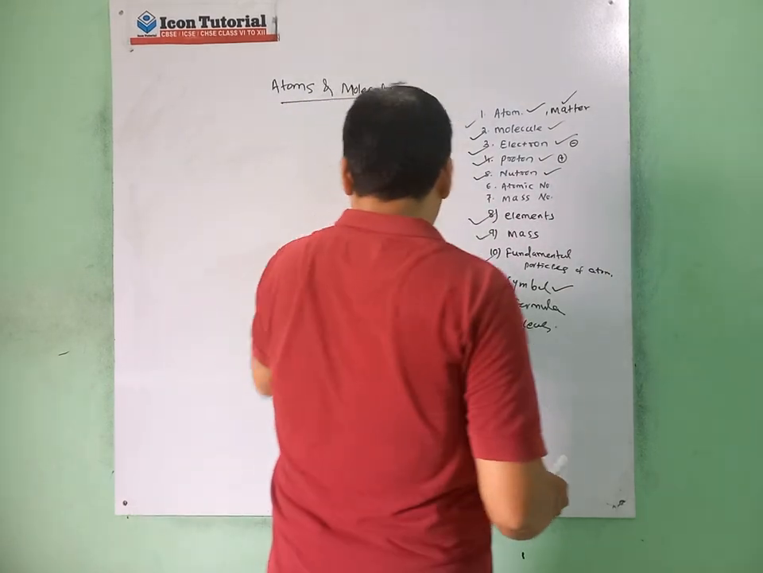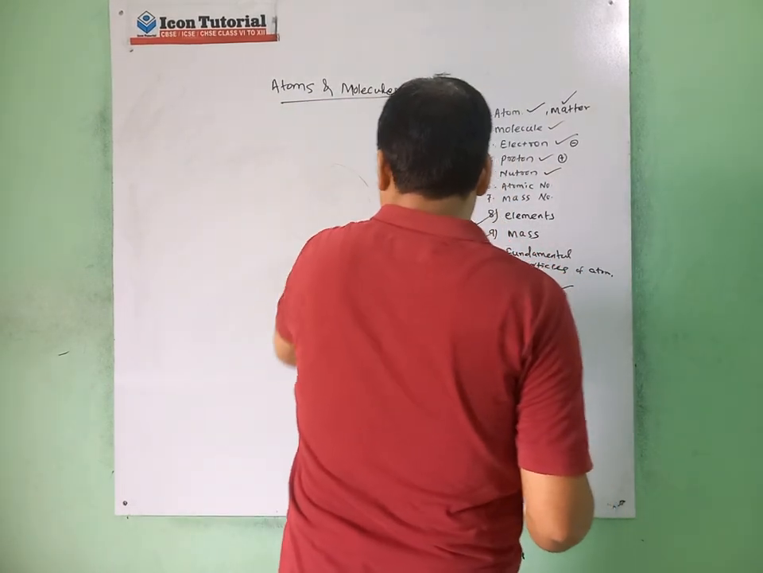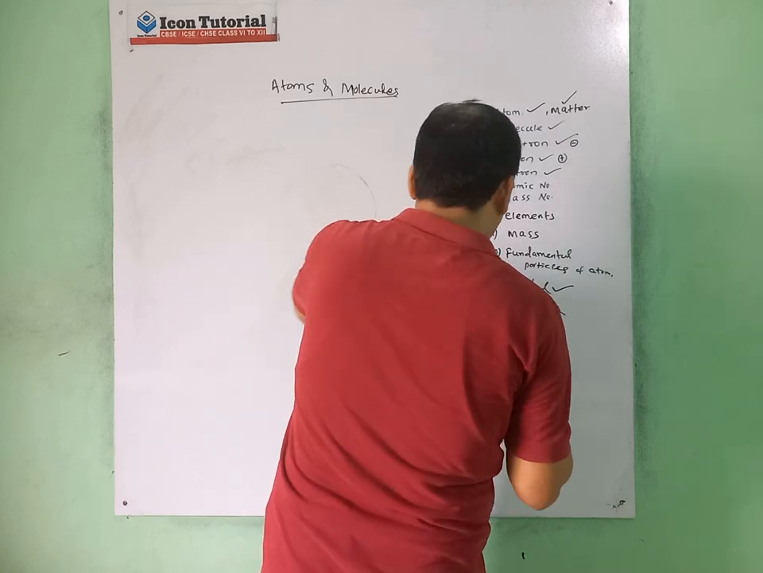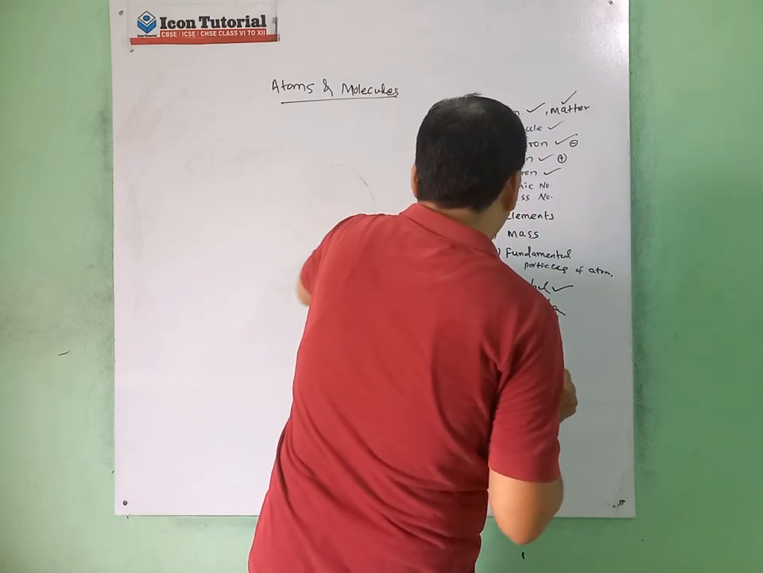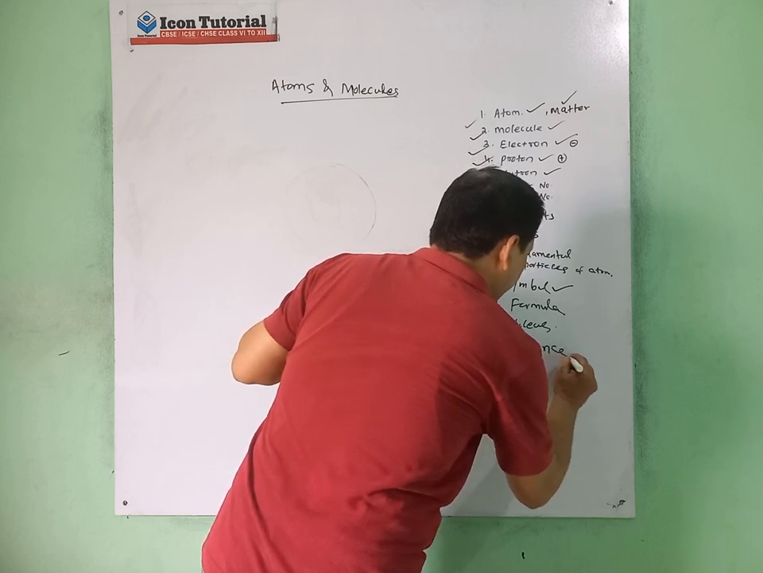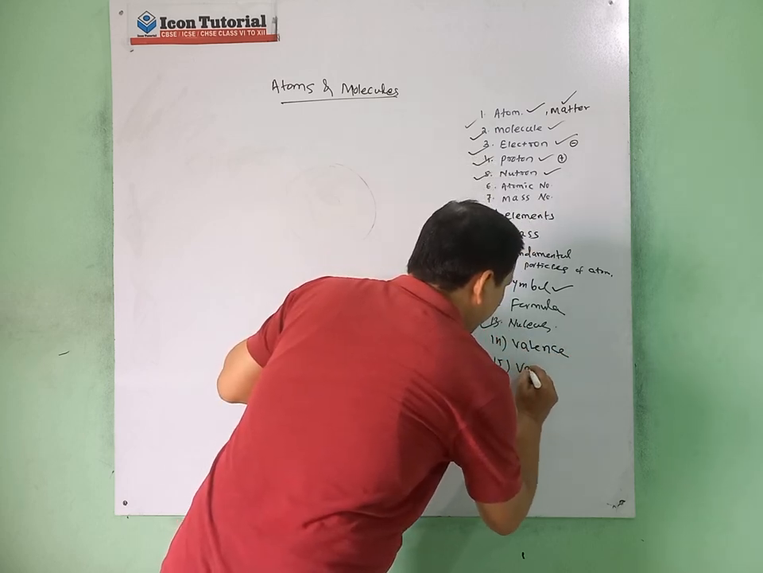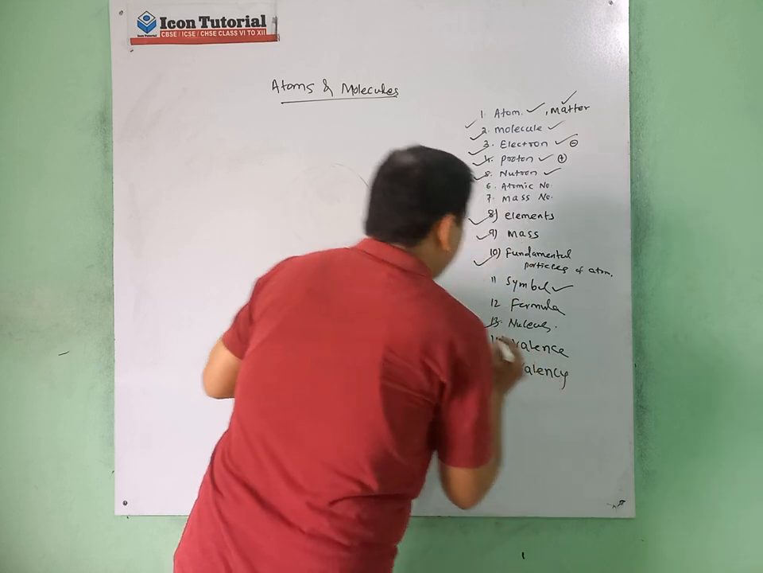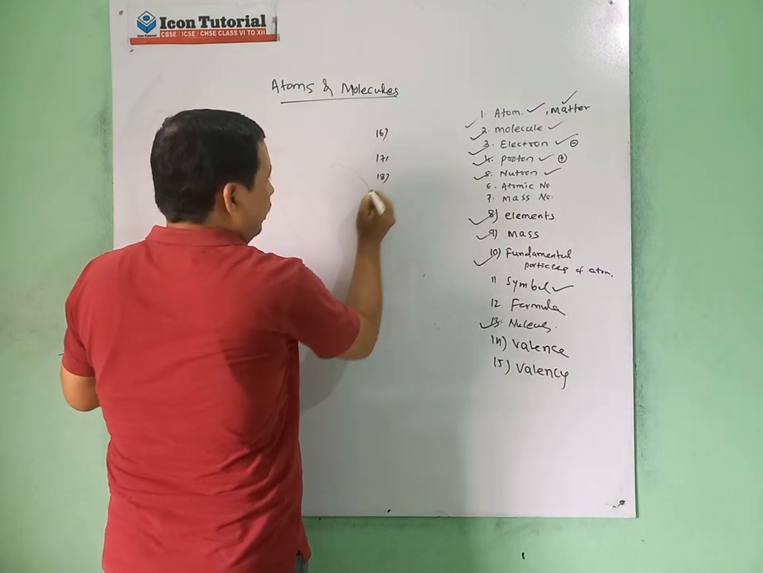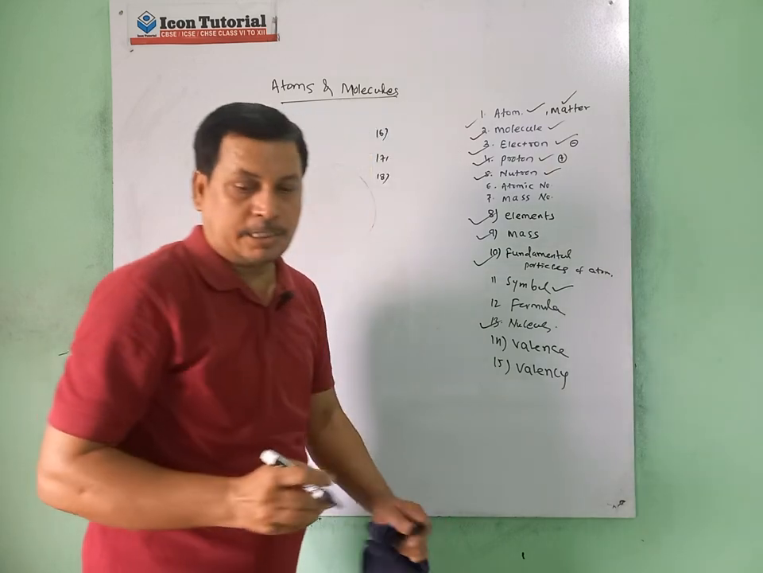Then nucleus done, symbol done. Then valency, and the remaining terms. I am trying to write all these terms later in these chapters.